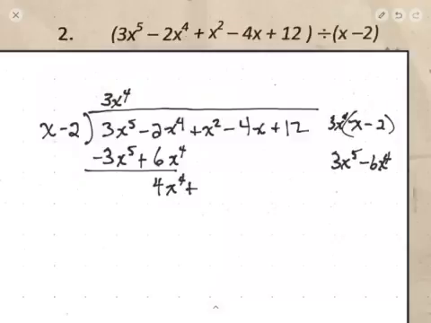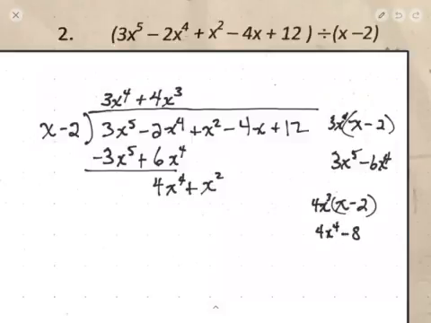I'll bring this other x, this x squared, down. We'll do the same thing. So what can we multiply by this in order to get 4x to the 4th? We're going to have to do 4x to the 3rd. So that's going to be plus 4x to the 3rd. So we'll end up with 4x to the 4th minus 8x to the 3rd.